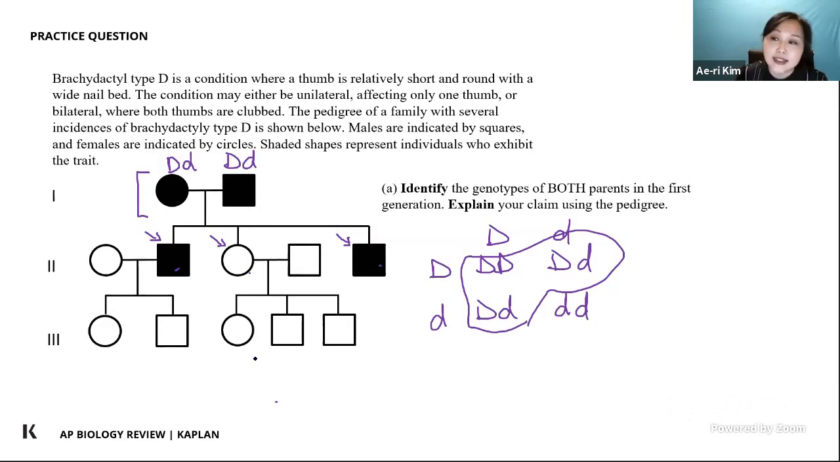Yeah, females have to be XX and males have to be XY. You're absolutely correct. Yeah, well done.